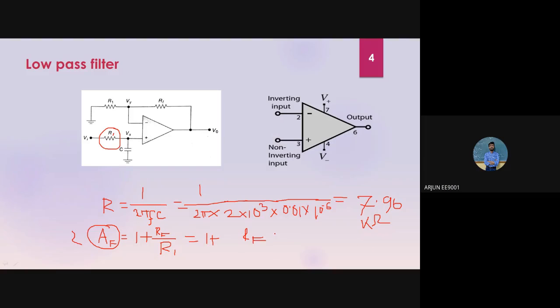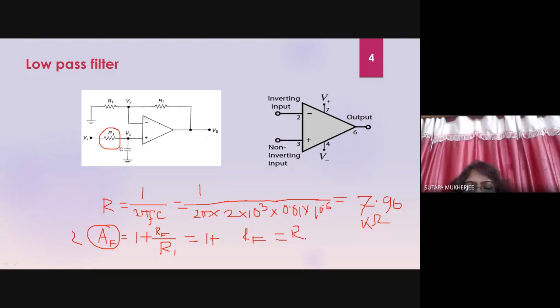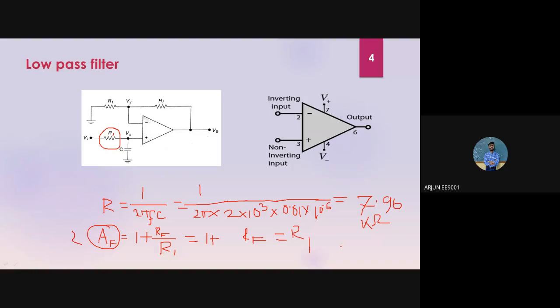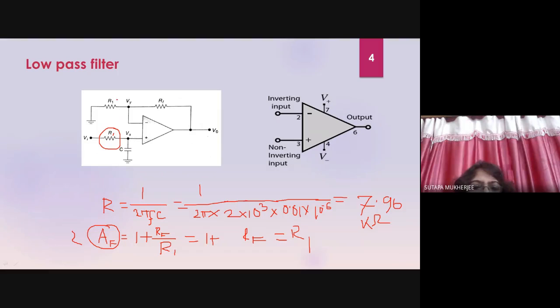RF equal to R1. In this case, R1 equals RF. That is equal to what? 10 kilo ohm selected, it was given. The R that came out was 7.96, and this RF equals R1. They have assumed 10 kilo ohm. So R1 equals RF equals 10 kilo ohm.